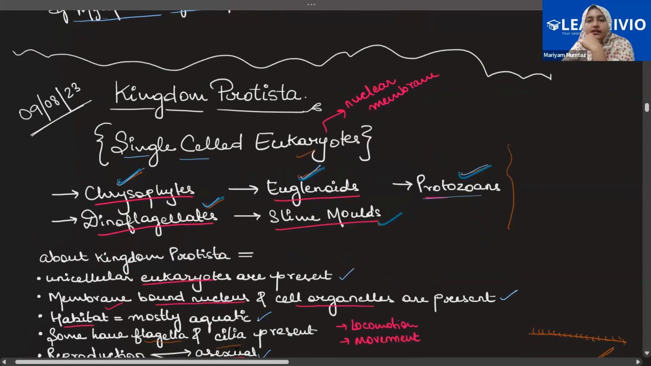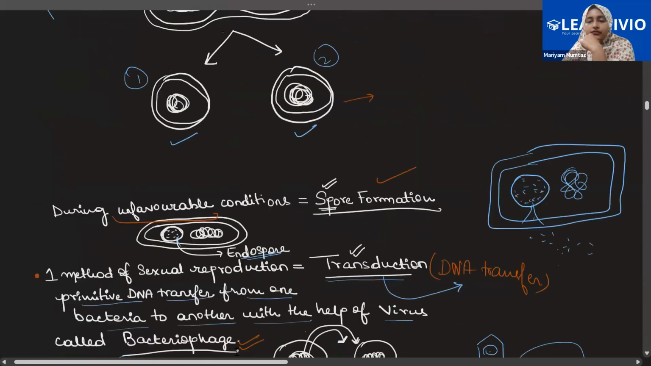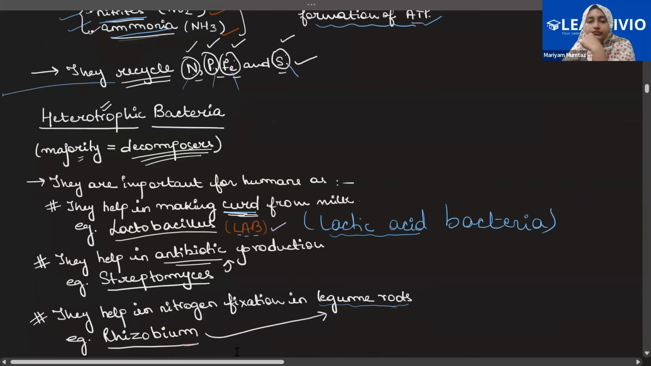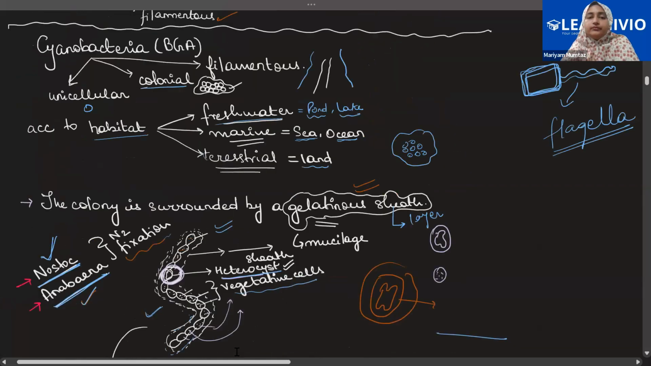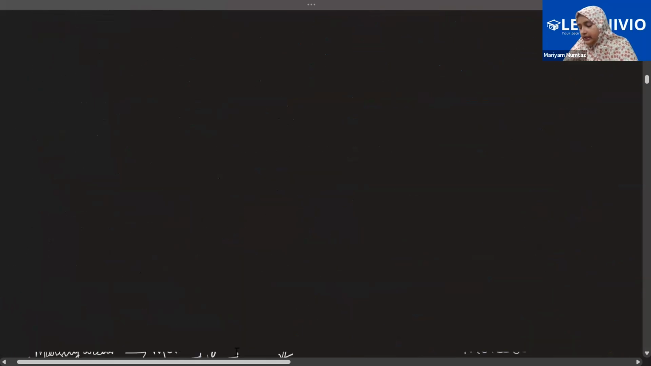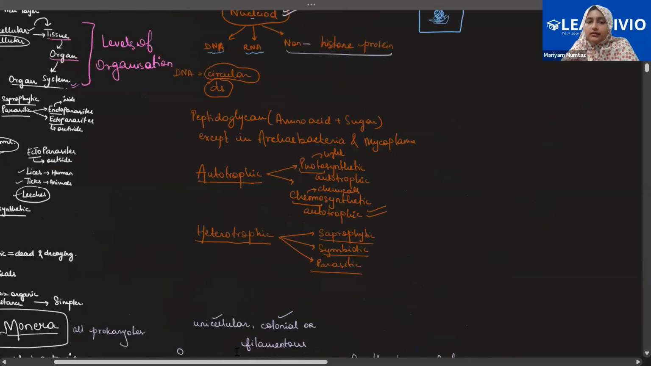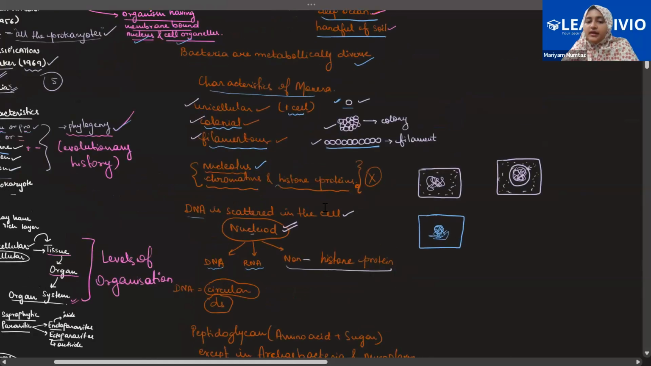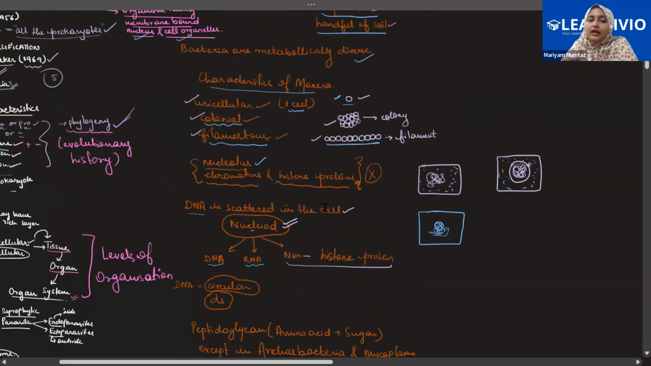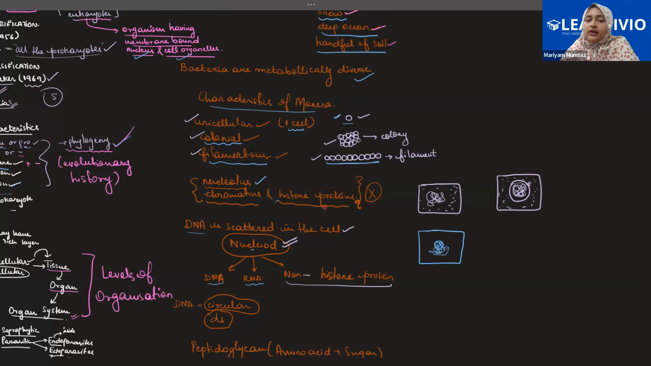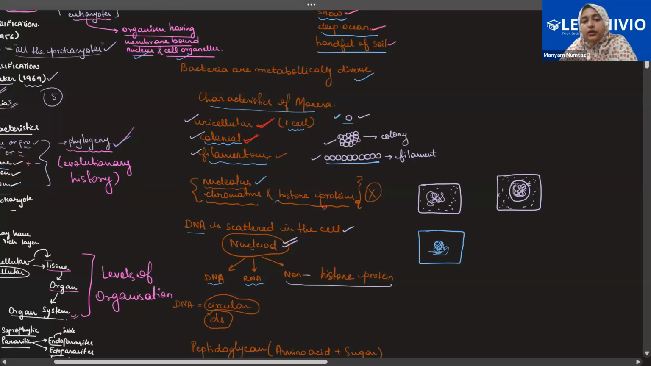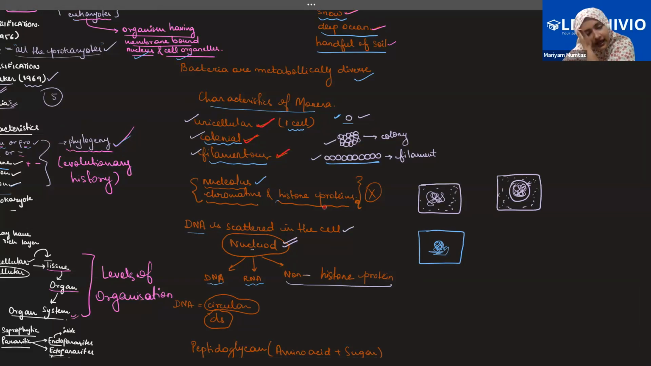Okay. All right. So let us give a quick revision of Kingdom Monera. Now, Kingdom Monera consists of all the bacteria. The cell wall is present, and it is made up of peptidoglycan. The Monera are unicellular. They can be colonial or they can be filamentous. Nucleolus, chromatin and histone proteins are absent in them, and DNA is scattered in the cell.